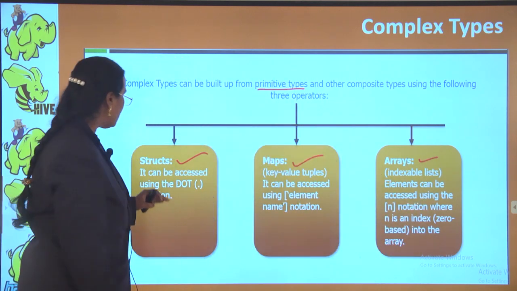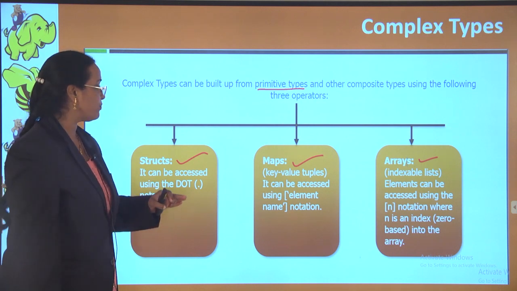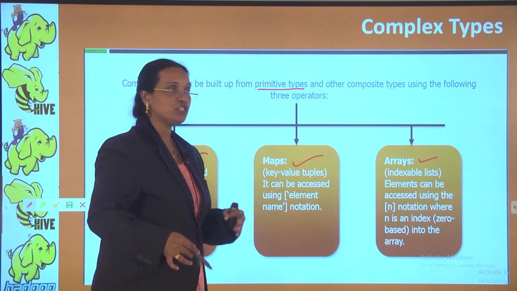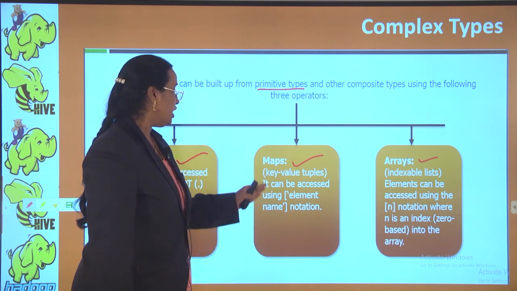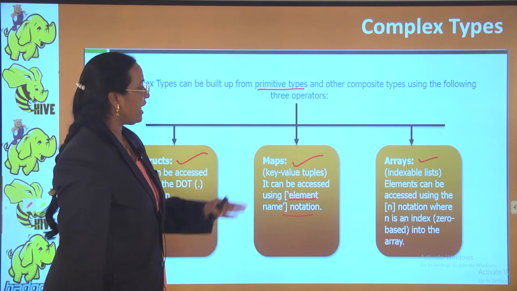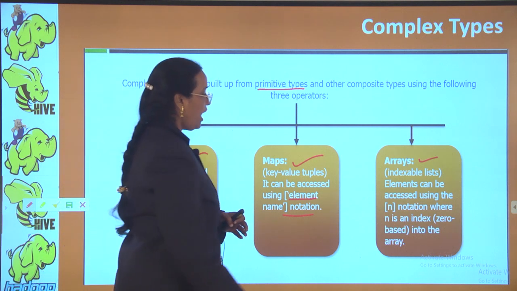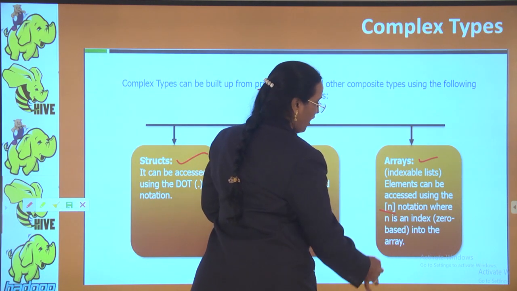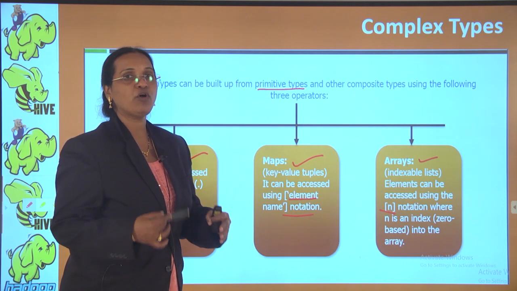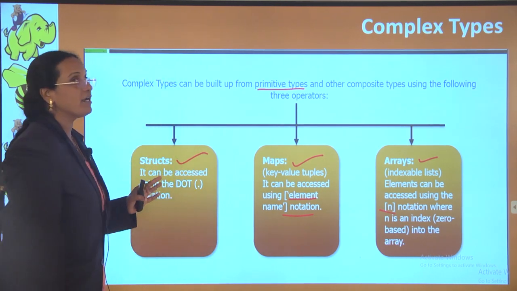Let us see structs. A struct can be accessed by using the dot notation, which you have learned in the C language. Maps are key value tuples, as we also learned in MapReduce programming, and they can be accessed by using the element notation. Arrays are indexable lists. Elements can be accessed using the index notation n, where n is the index specifying the location. So these are called complex types.